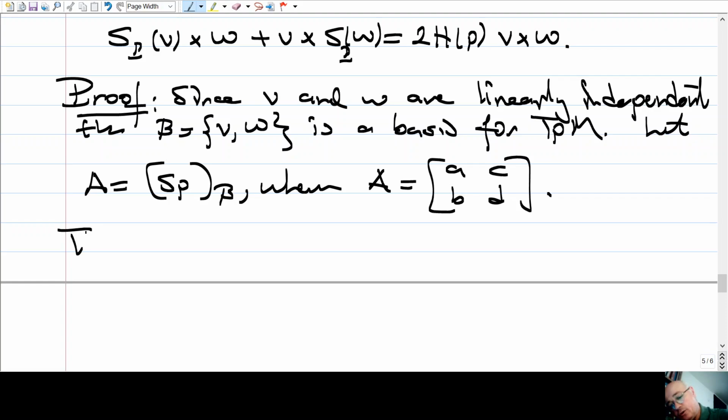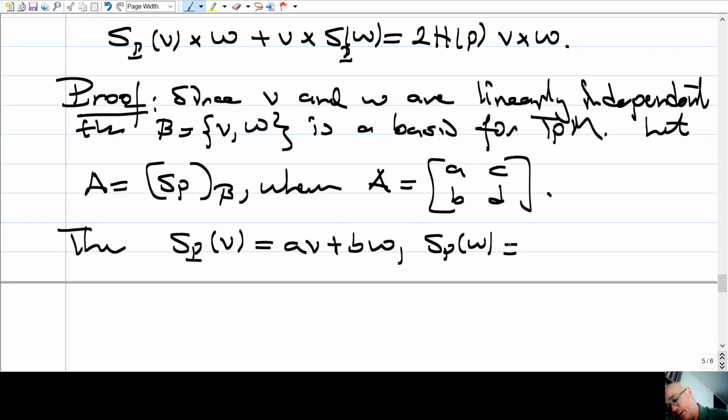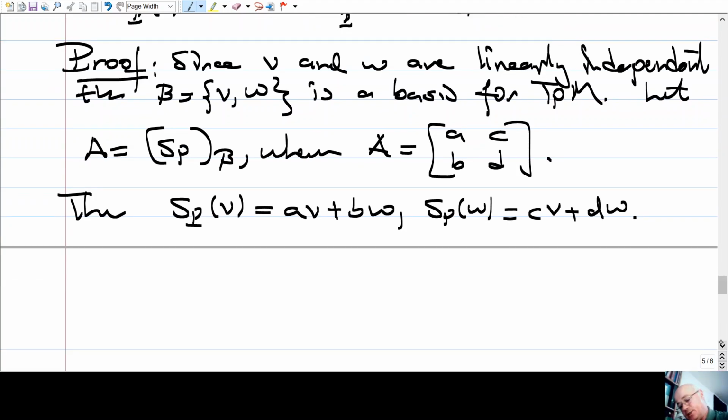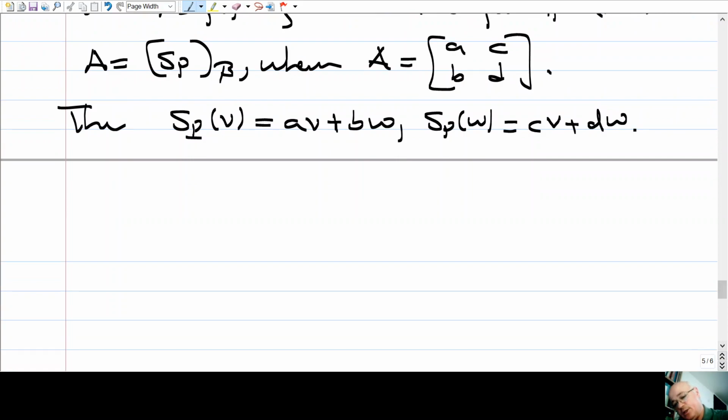Then, of course, what is SPV? This is just A times V plus B times W, and SPW is just C times V plus D times W. And the rest is just straightforward computation.